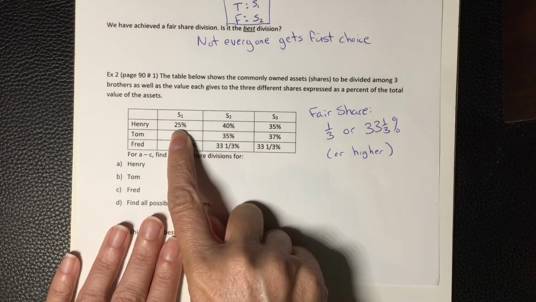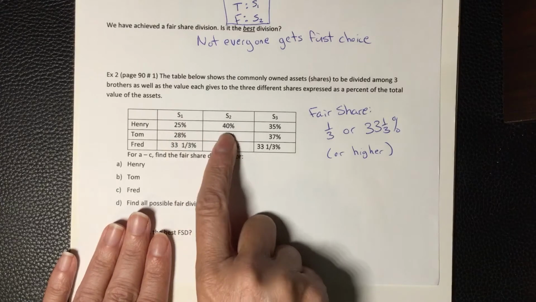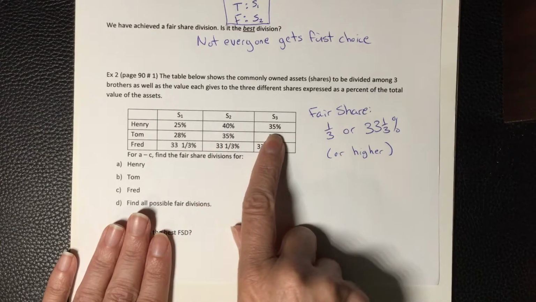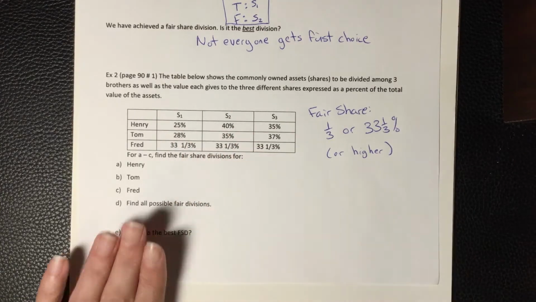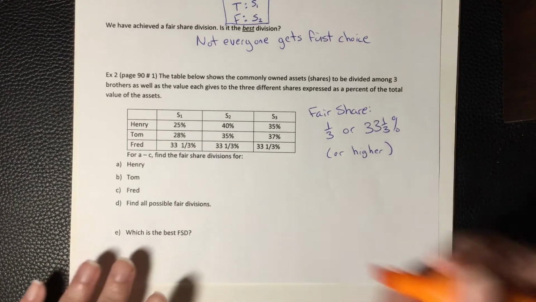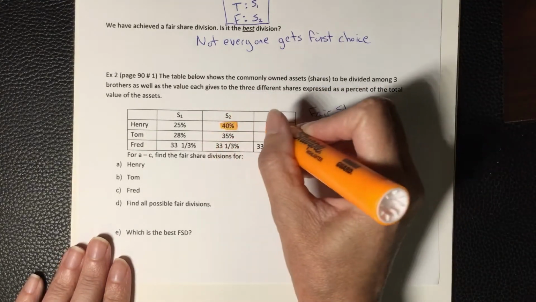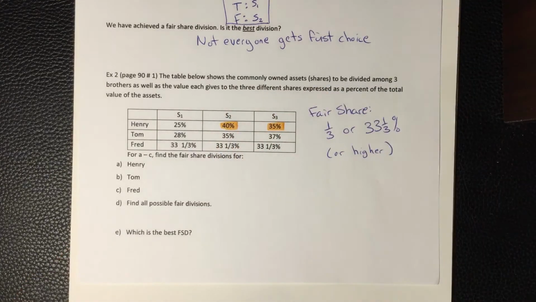He thinks the first share is only worth 25% of the total value. Share 2 is 40%, share 3 is 35%, and these should add up to be 100%. So if we go through and identify Henry's fair shares, we want anything that's 33 1/3 or higher. So this would be either share 2 or share 3.